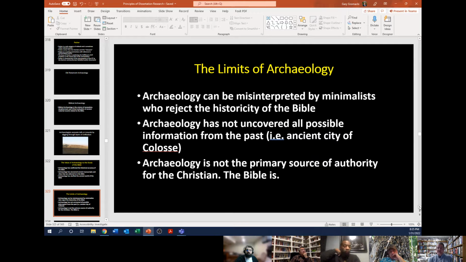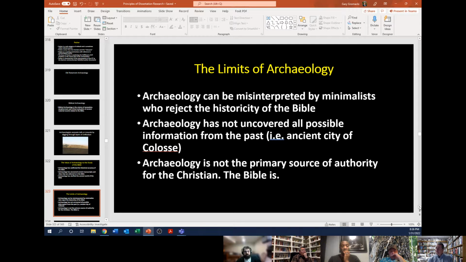Well, there are some limits to the study of archaeology. It can be misinterpreted, for instance, by minimalists who reject the historicity of the text. They don't believe that Abraham was a real person. They see him as a myth. I referenced that in my article, The Battle for Old Testament History and Archaeology. They don't believe in a real Exodus or conquest of Canaan by the Israelites. They don't believe in a real King David.